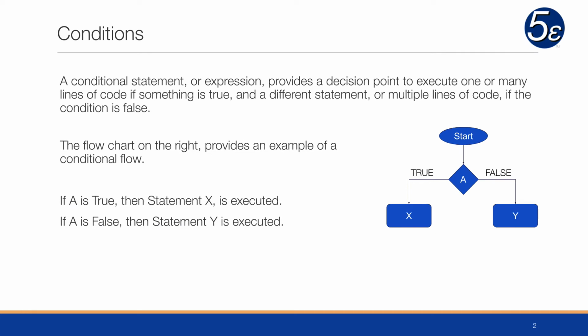One of the first constructs for a programming language that we need to understand is conditions. A conditional statement or expression provides a decision point to execute one or many lines of code if something is true, and a different statement or multiple lines of code if the condition is false. The flowchart on the right provides an example of a conditional flow.